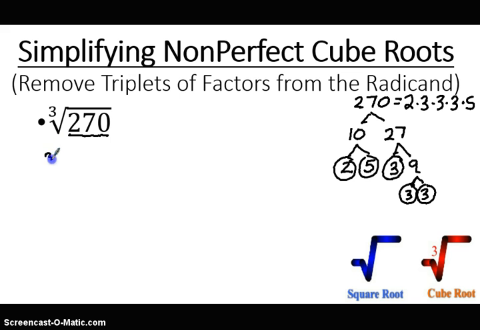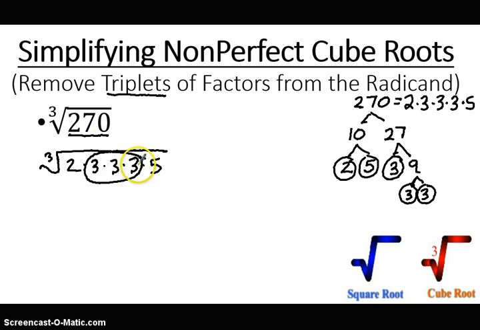So we'll rewrite our cube root of 270 as 2 times 3 times 3 times 3 times 5. That's our first step. Rewrite the radicand as its prime factorization. Our second step is going to be to look for the triplets of factors. Well, here you see a triplet of factors. 3 times 3 times 3, we learned on the last slide, is 27. The cube root of 27 is 3.